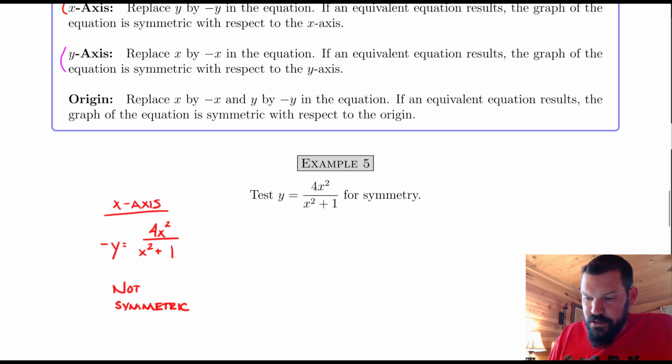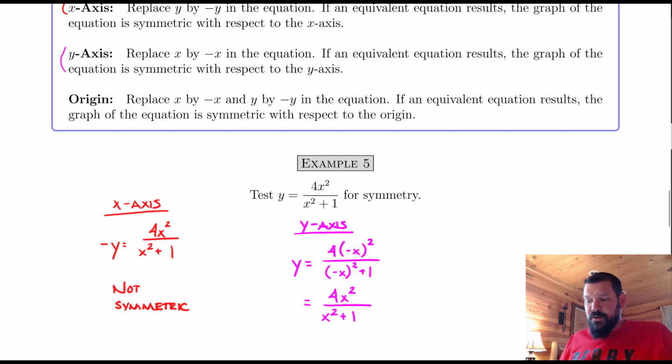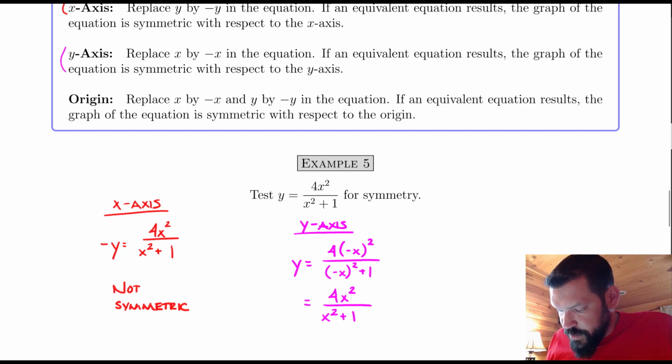The second one, we'll do it in this pinkish purple color, is we're going to check y-axis symmetry. So it says to replace x with negative x. So we take our x value and we replace it with negative x. And let's simplify it to see if we come up with the exact same expression. Negative x quantity squared is positive x squared, because a negative times a negative is positive. And we get the same thing in the denominator. And you notice what we ended up with, our result here, is exactly the same as the expression we started with. So this is symmetric with respect to the y-axis.